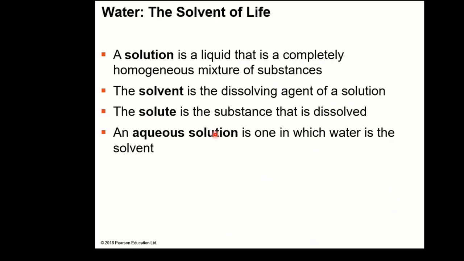So water is the last one of the four properties of sustainability which life forms have. And what is the solvent of life? A solution is a liquid that is a completely homogeneous mixture of a substance. The solvent is the dissolving agent of a solution, and the solute is the substance that is dissolved. And an aqueous solution is one in which water is the solvent.